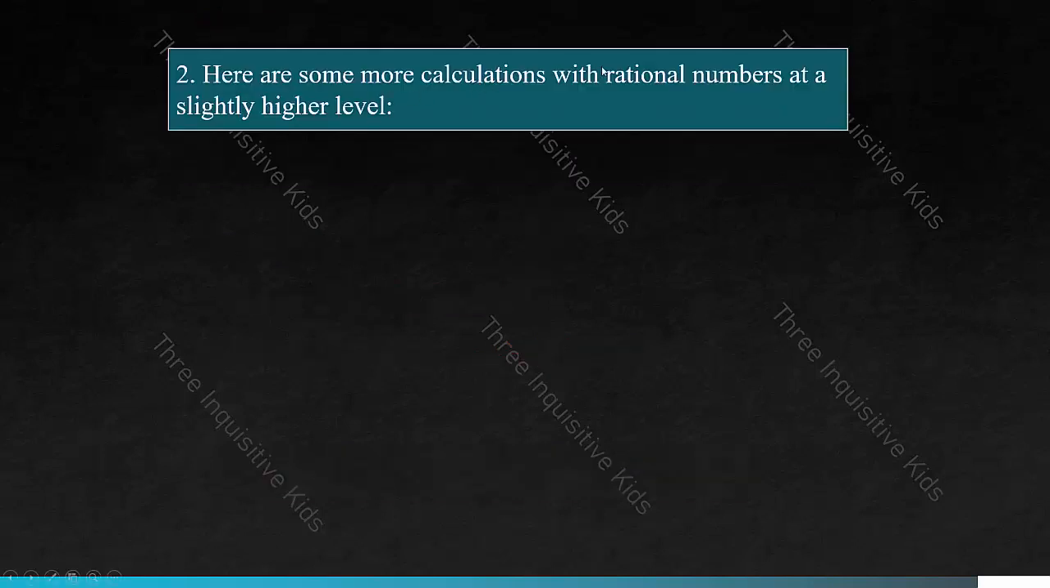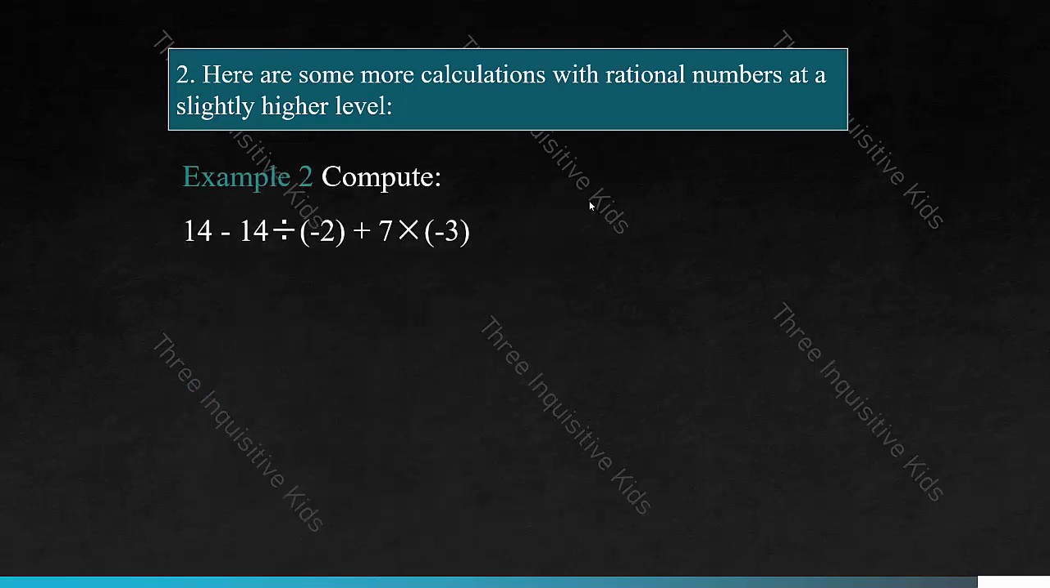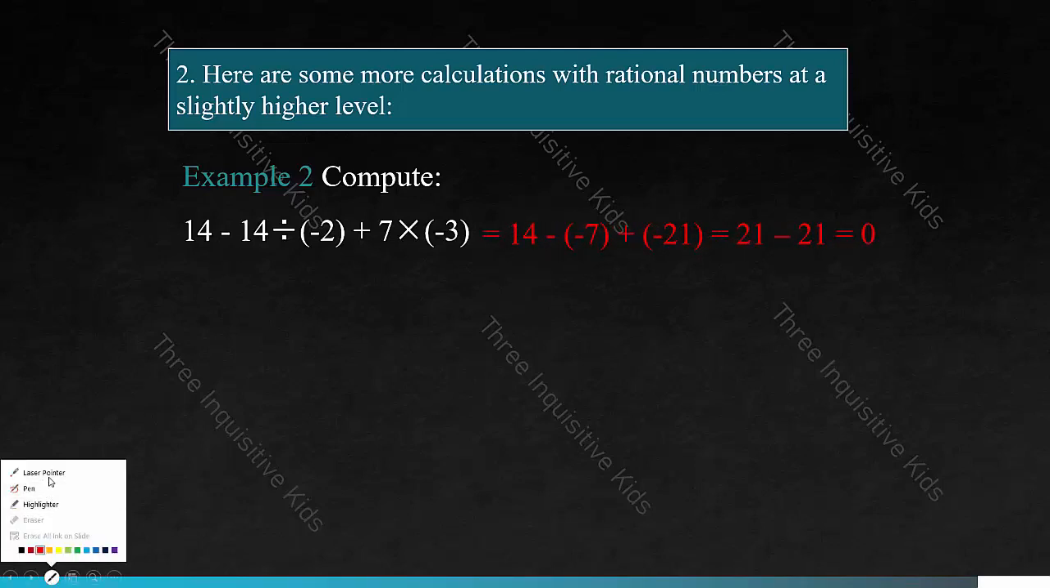Here are some more calculations with rational numbers at a slightly higher level. Example 2, compute. 14 minus 14 divided by negative 2 plus 7 times negative 3. We have 14 as our first term, and since we have division here, that's considered one single term, so we first simplified that, and we're left with minus negative 7 plus negative 21, because 7 times negative 3 is negative 21. And when you combine these terms, you get 0.